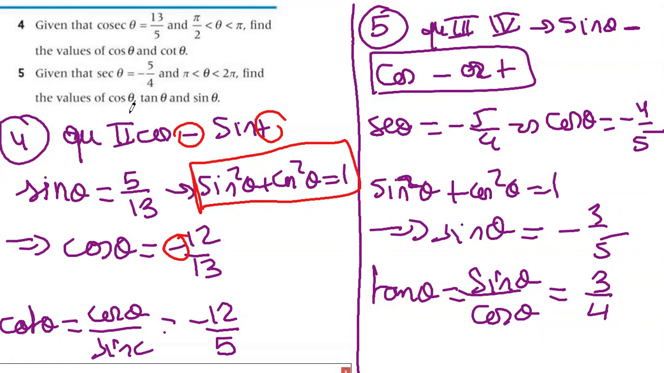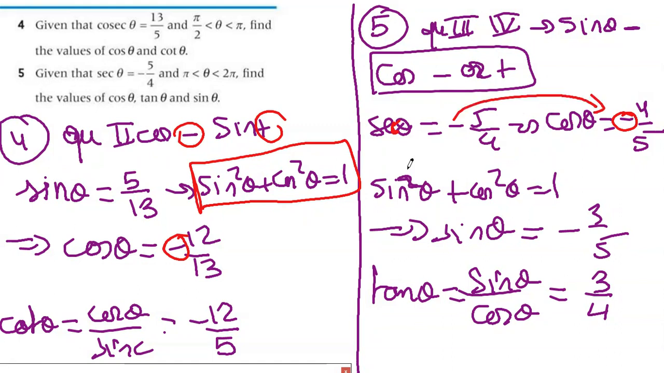It means cosine could be negative or positive. But since they gave me secant, it will give me cosine directly, so cosine is negative. So here I'm taking the negative for cosine. But I'm sure that sine is also negative in quadrant 3 and 4. So I just have the question mark for cosine. Is it negative or positive? So directly it's negative because secant is negative, so cosine is negative.